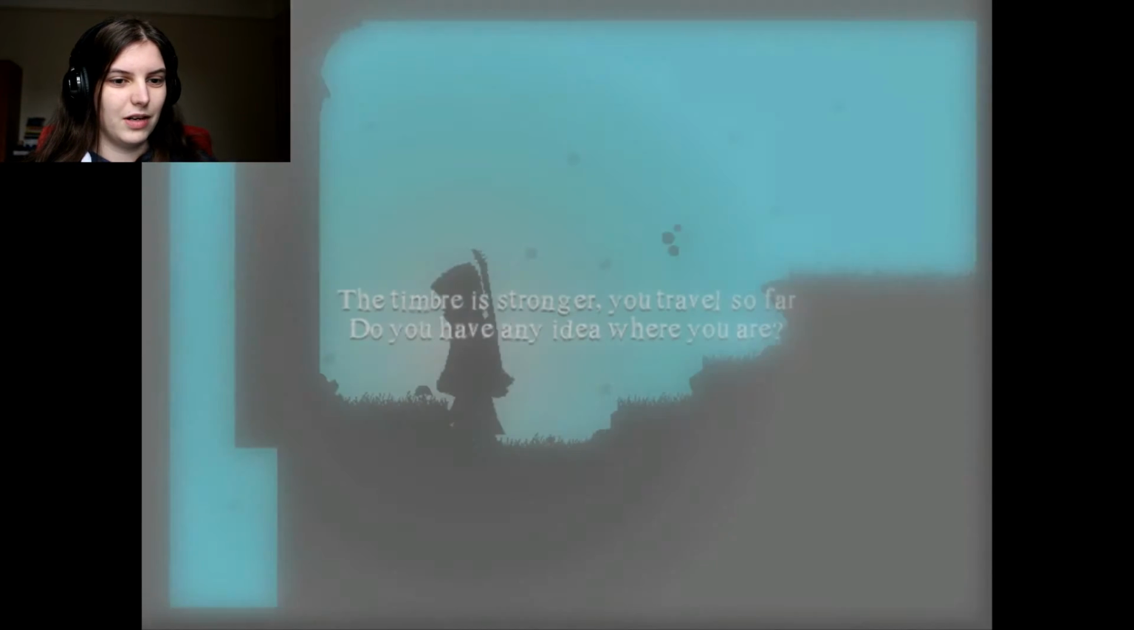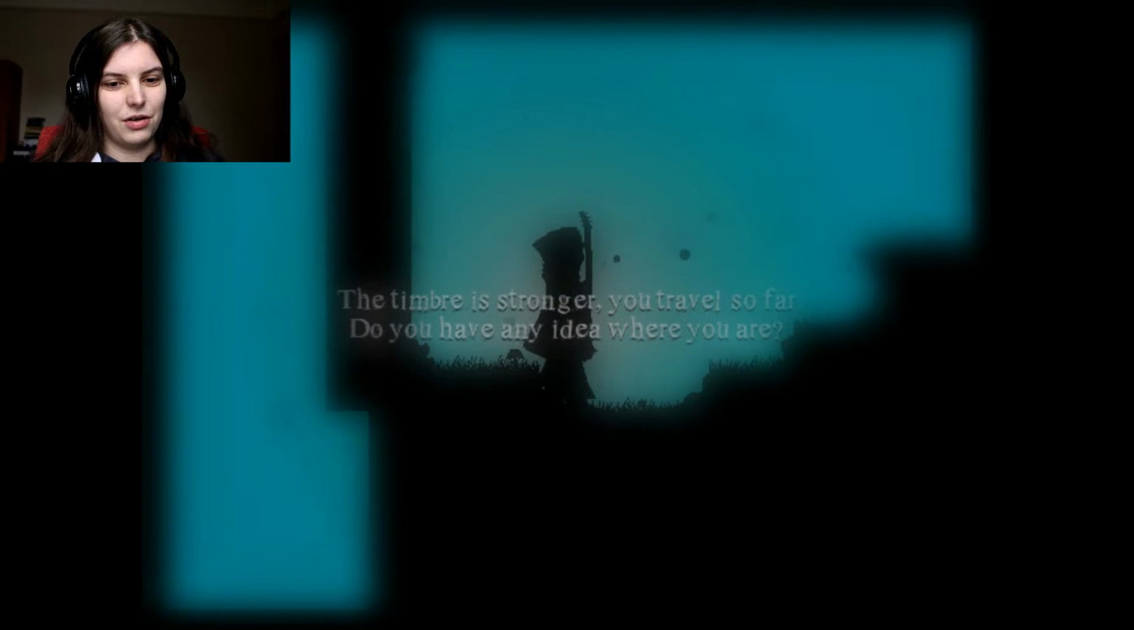There are the meadows and the trees. Here we go, another one. The timber is stronger. You travel so far. Do you have any idea where you are?